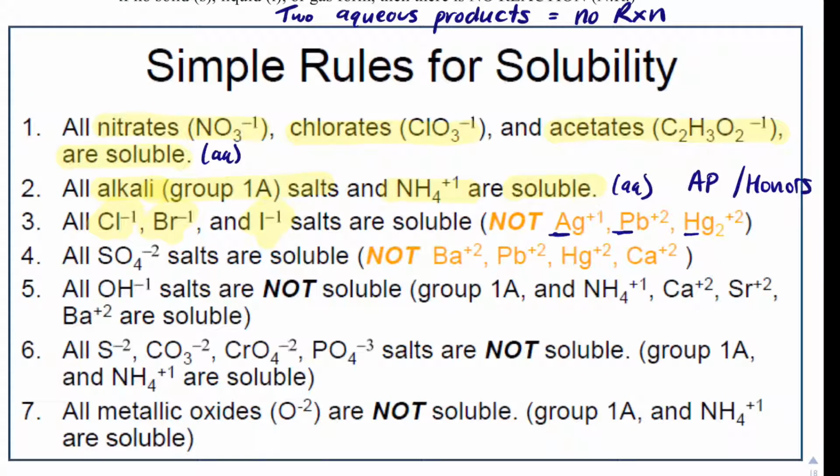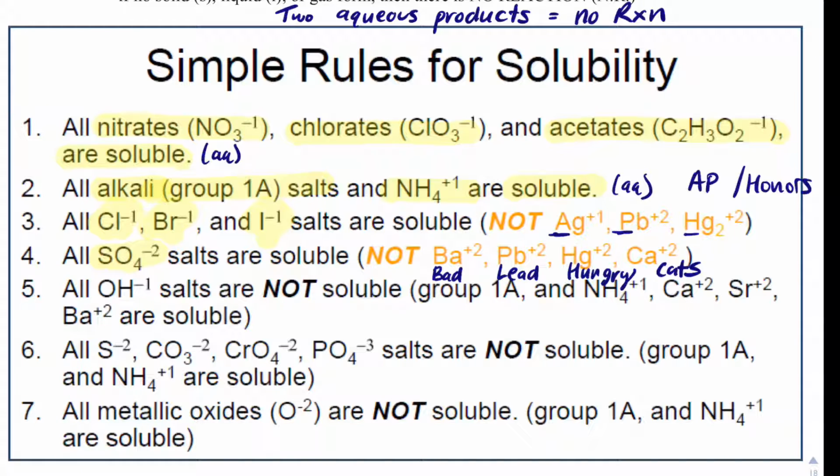And sulfates will always be soluble, but if we have barium sulfate, lead sulfate, mercury sulfate, or calcium sulfate, it'll actually give us a precipitate. And the way I remember those exceptions is bad lead, hungry cats. I don't know why that works for me, but it does. And then everything else pretty much is going to be insoluble.